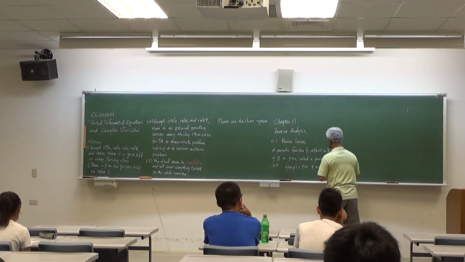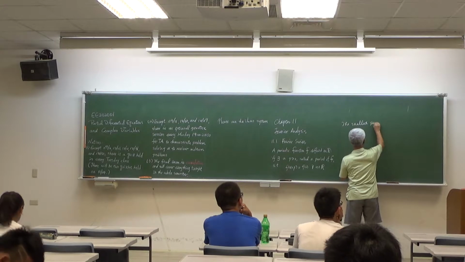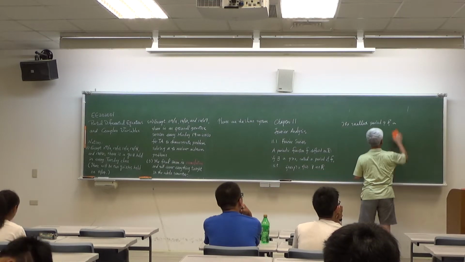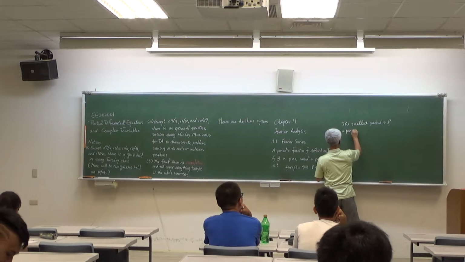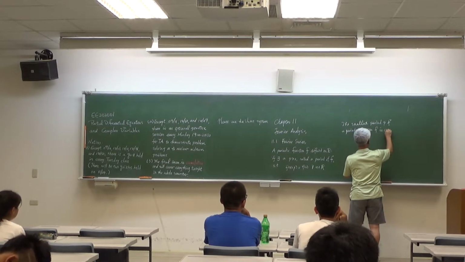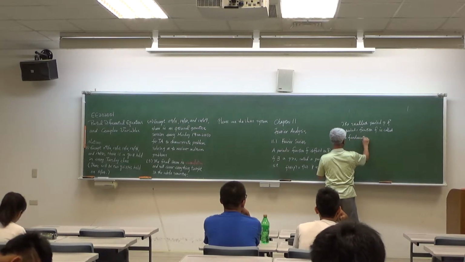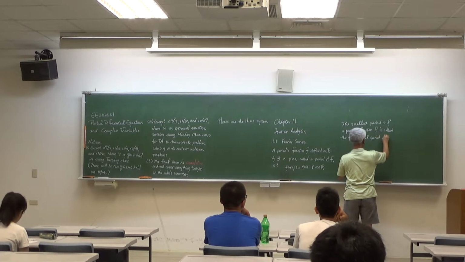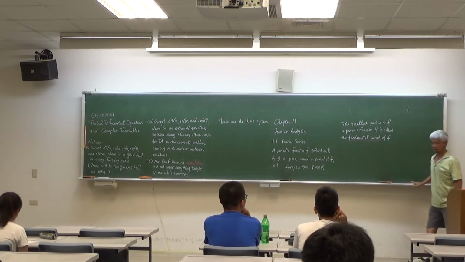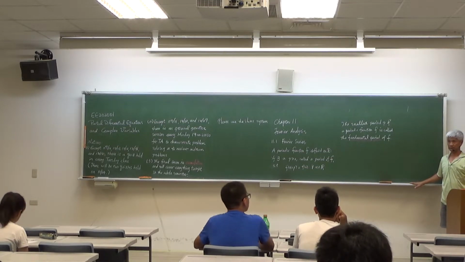So now, the smallest period p of a periodic function is called the fundamental period. Okay. So the fundamental period is the smallest period for a periodic function to have. So that's it.